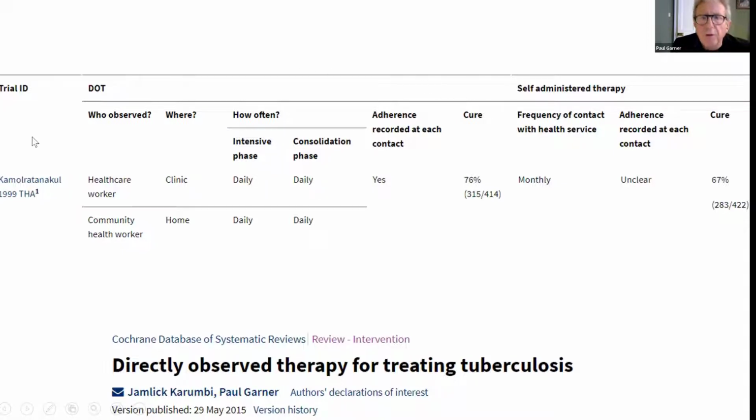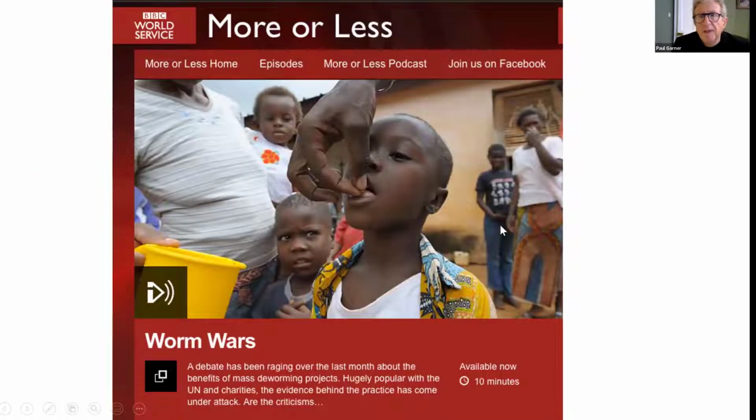directly observed group on the left, they are seen daily by a clinic health worker or a community health worker, whereas a self-administered therapy, they're only seen once a month. And there's a very small increase in cure in this group. And, you know, just the intensity of the observation is very different. So, you know, this is not unusual in WHO.